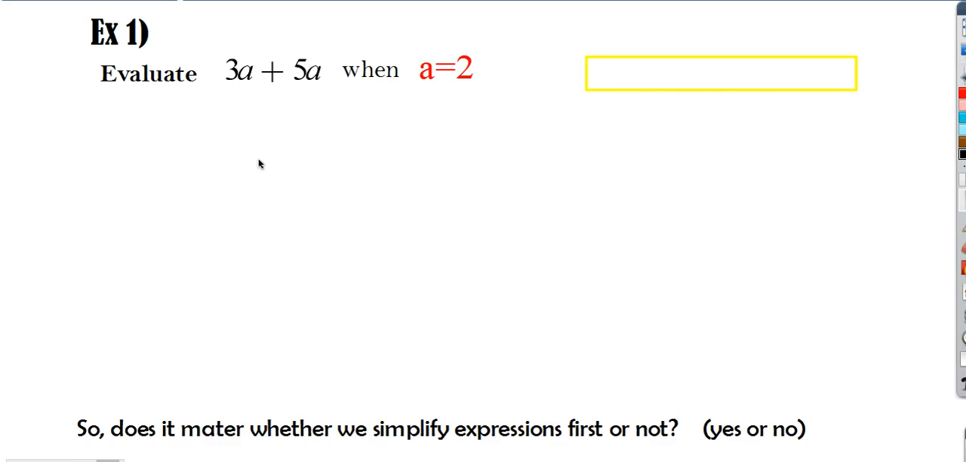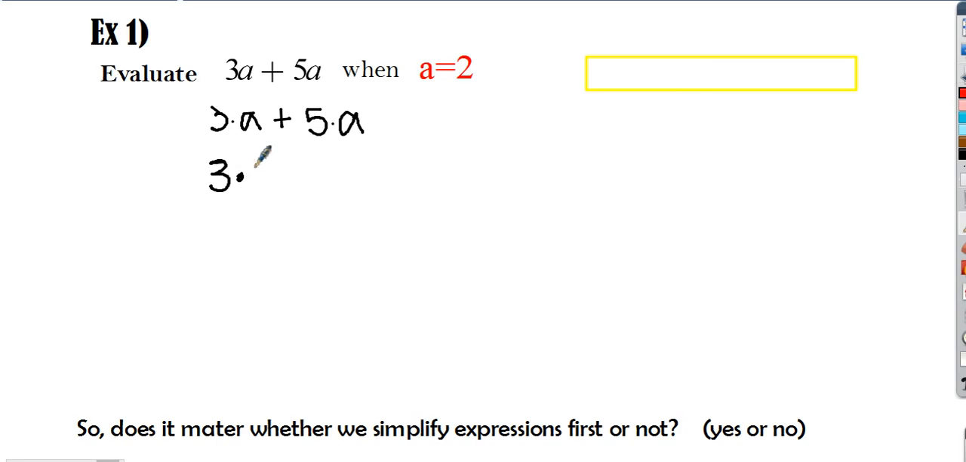So first example, evaluate 3a plus 5a when a is equal to 2. So again, now I not only give you the expression, but I tell you what that variable stands for. Another thing we know is that if you have a number and variable next to each other, it means multiplication. So 3 times a and 5 times a, right? I'm going to rewrite it as 3 times a plus 5 times a. But we know what a stands for, and that's equal to 2. So we're going to replace the a with 2.